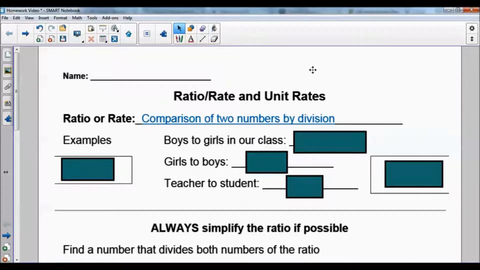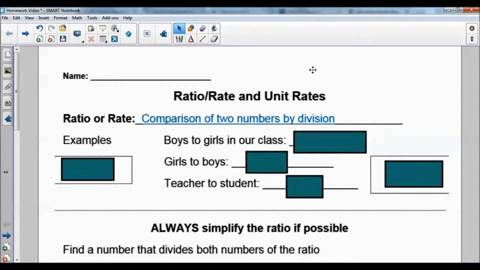Another way of saying this is a relationship of two numbers. So we're really looking at things with different units and trying to compare them and see how they match up with one another. The difference between a ratio and a rate is that a rate usually involves a unit of time. Okay, so let's look at a ratio or rate for our class.